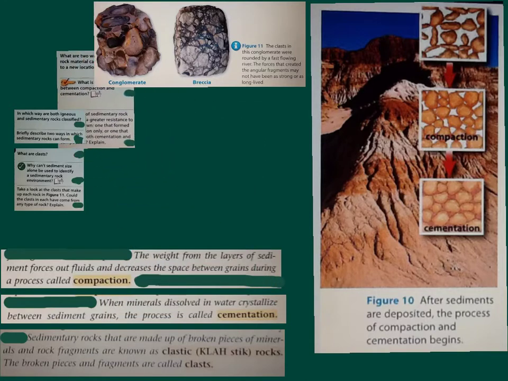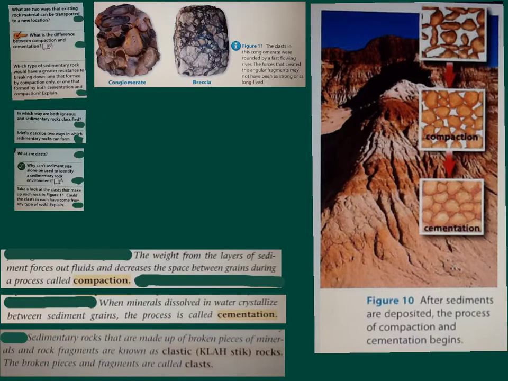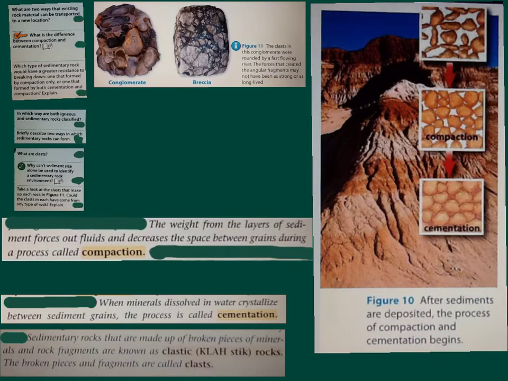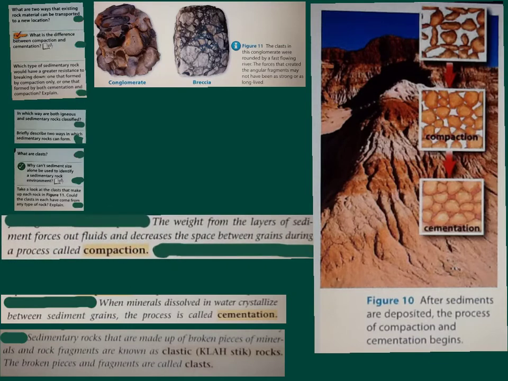Now we also need to remember that we have vocab words that we need to make sure we're writing down. So, compaction. So please write the definition for compaction. The weight from the layers of sediment forces out fluid and decreases the space between grains during a process called compaction. So compaction is a process. Pause the video. Make sure that you are writing that definition down, please.